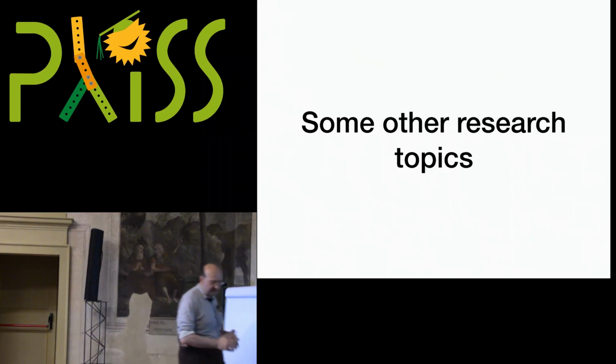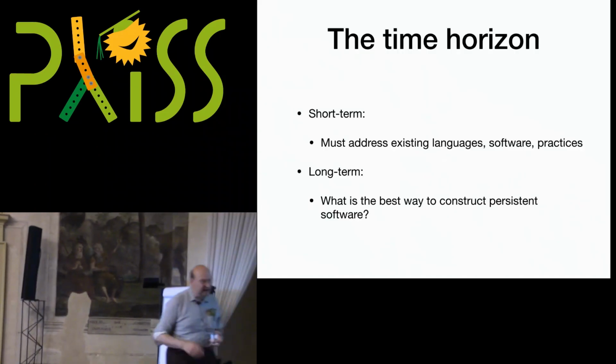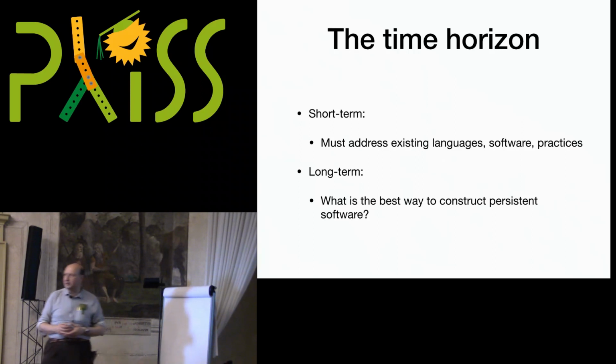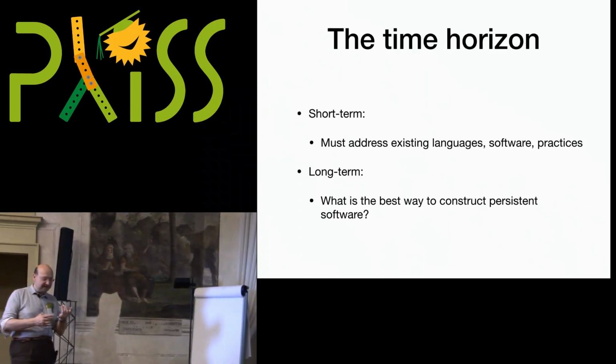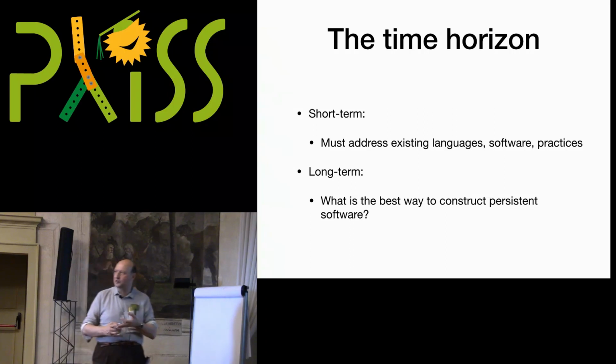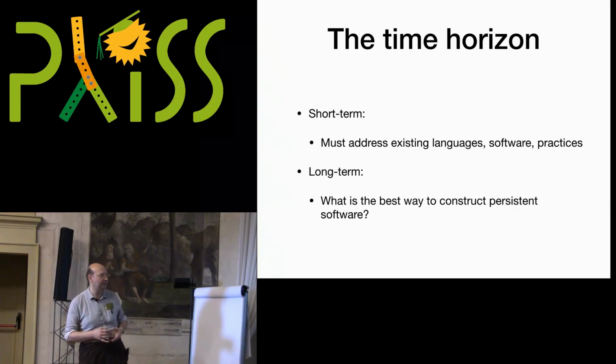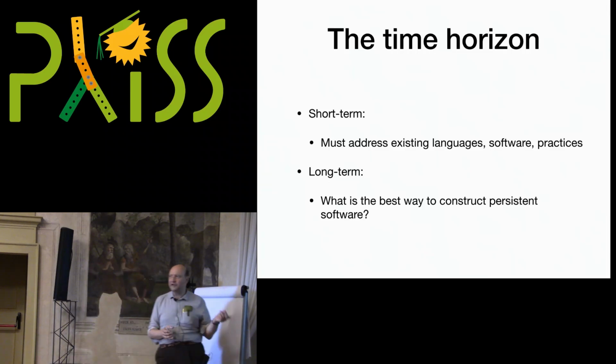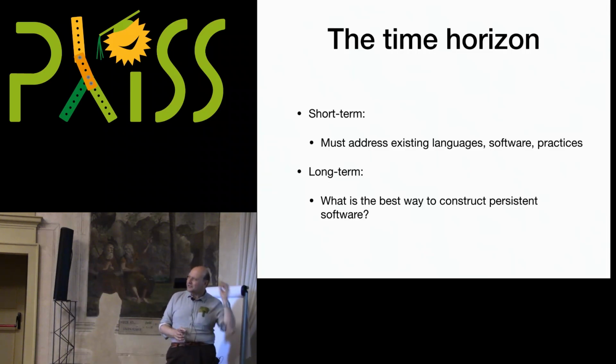Okay, so things that need to be looked at. I've got two kinds of things. There's the short-term stuff: we have a bunch of existing languages, applications, practices and software, and we need to make it work. How do we get that stuff working in the non-volatile memory world? But there's a different question: what's the best way to do it, really? If you started with a clean sheet, would you end up with the same thing? Not really clear.